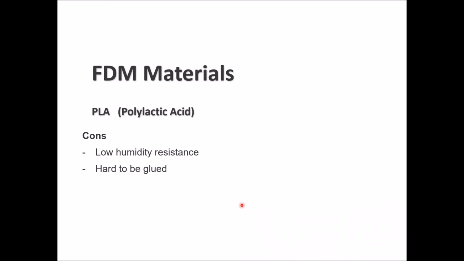The bad sides of it are low humidity resistance. So maybe if you keep the material for a long time in a humid place, then your part will be distorted. Then it's hard to glue. If you want to glue the PLA part to another part, if you're printing parts to be assembled eventually, then it could be hard to glue the PLA, depending on the glue type, but the glue may eat this material or distort it or give it bad side effects. So that's something to keep in mind.